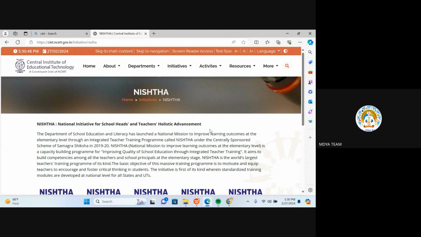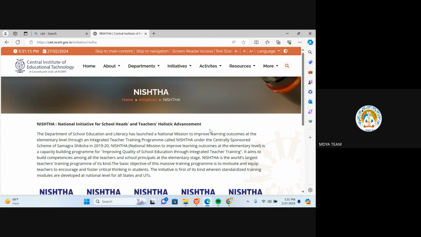Okay, the Department of School Education and Literacy has launched a national mission to improve learning outcomes at the elementary level through an integrated teacher training program. This teacher training program is called NISHTA. Its full form is National Initiative for School Heads and Teachers. School heads means the head of the school.